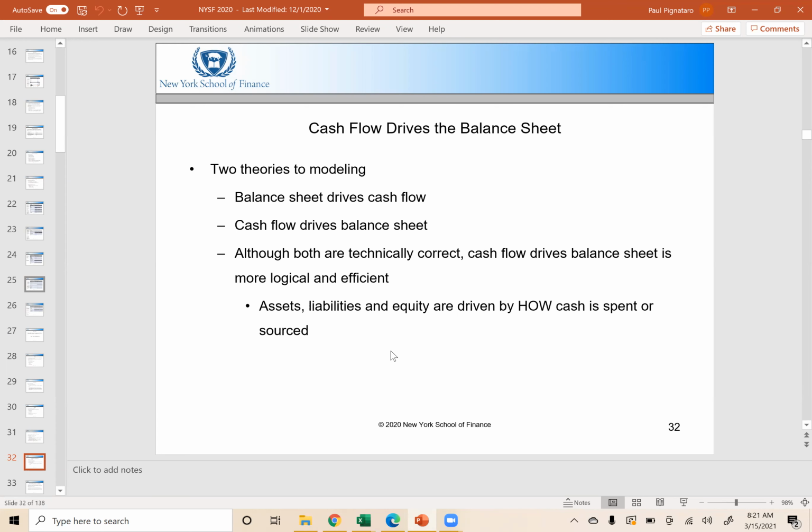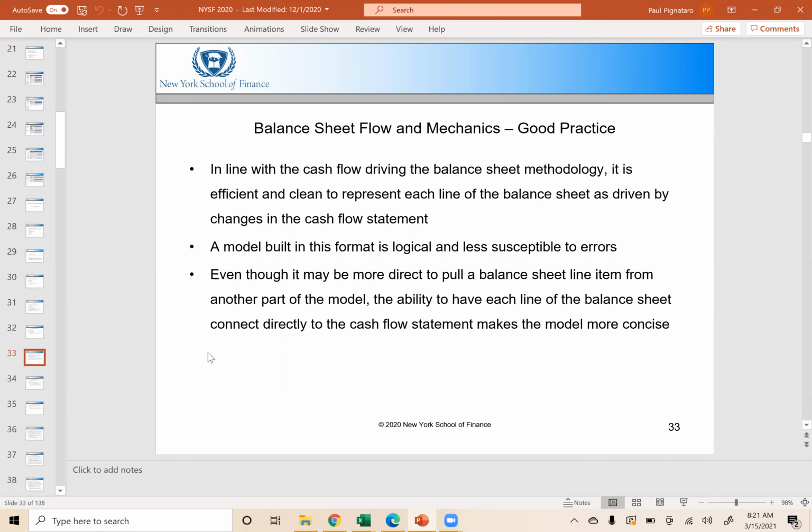And if anybody has questions, I could talk more about this in the next class, but I want to get into some theory and how to balance the balance sheet. Okay, so the cash flow drive the balance sheet method takes each and every cash flow and asks the question, how does this cash flow drive an asset, liability, or shareholders' equity, and which line item does it impact?